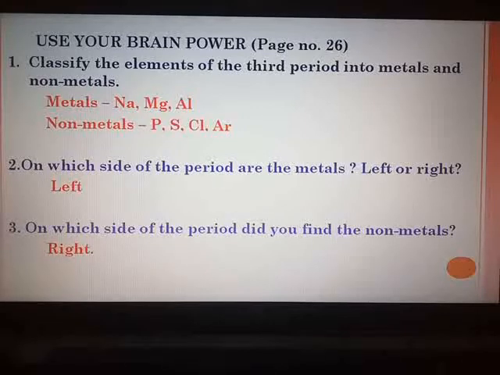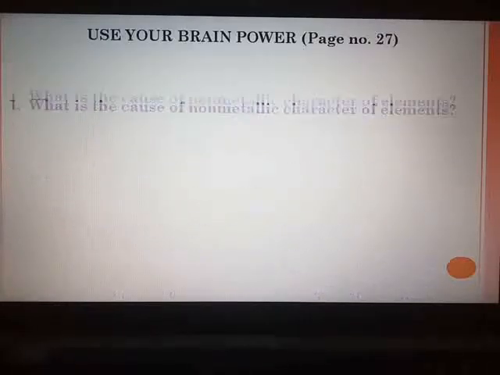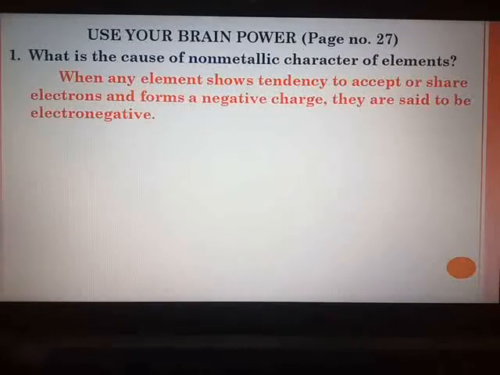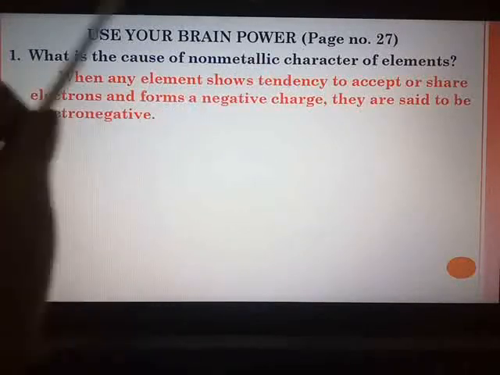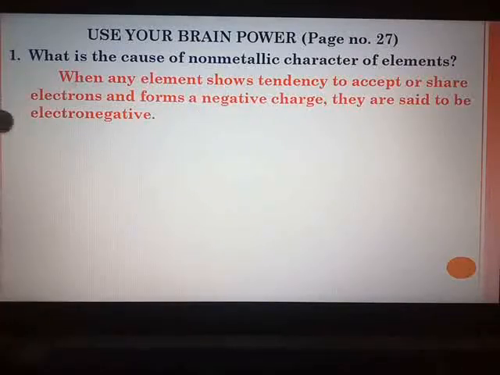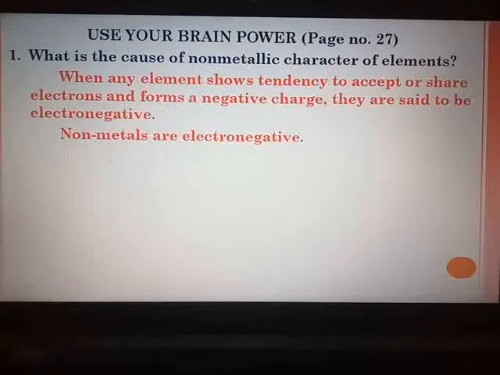Last activity for you on page number 27. Use your brain power. What is the cause of non-metallic character of elements? Very simple. When an element shows tendency to accept or share electrons and forms a negative charge, they are said to be electronegative, and non-metals are electronegative in nature. Very simple.